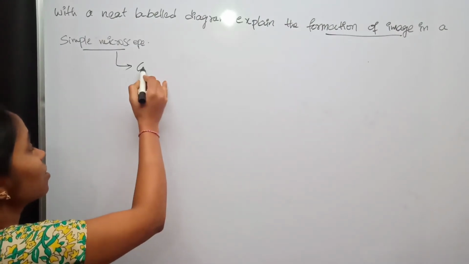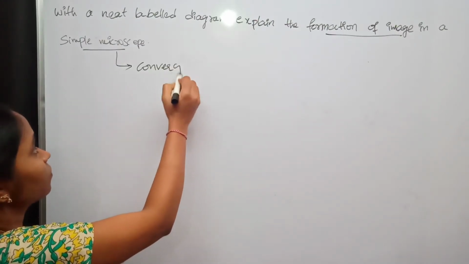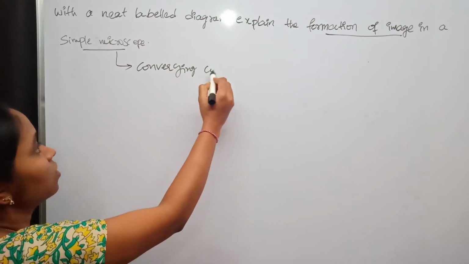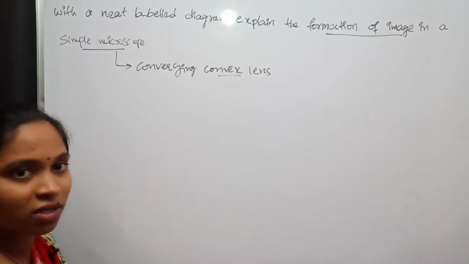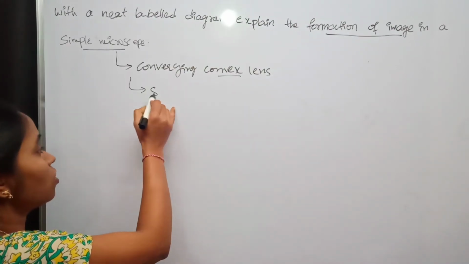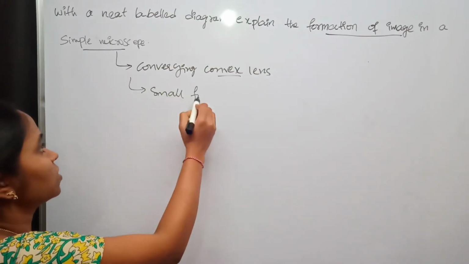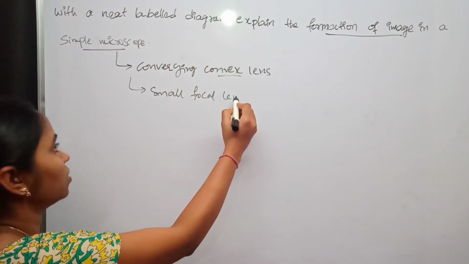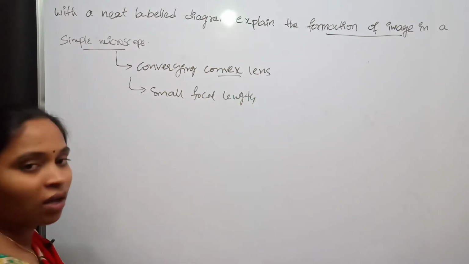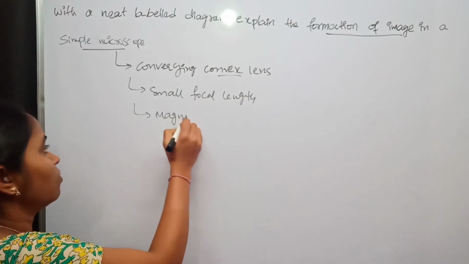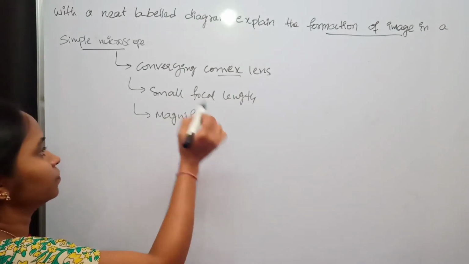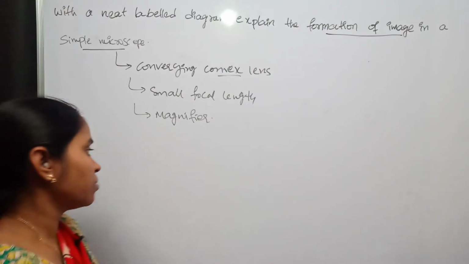It is a converging convex lens. The lens here we are using is a convex lens, which has a small focal length, and is also known as a magnifier. Okay, what is a magnifier?